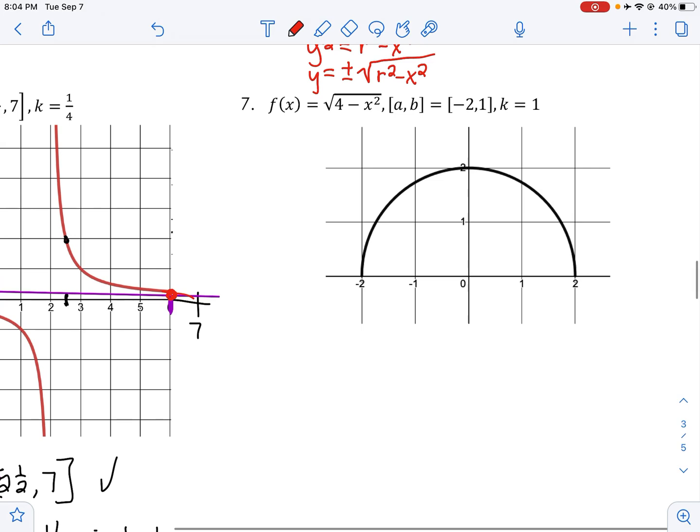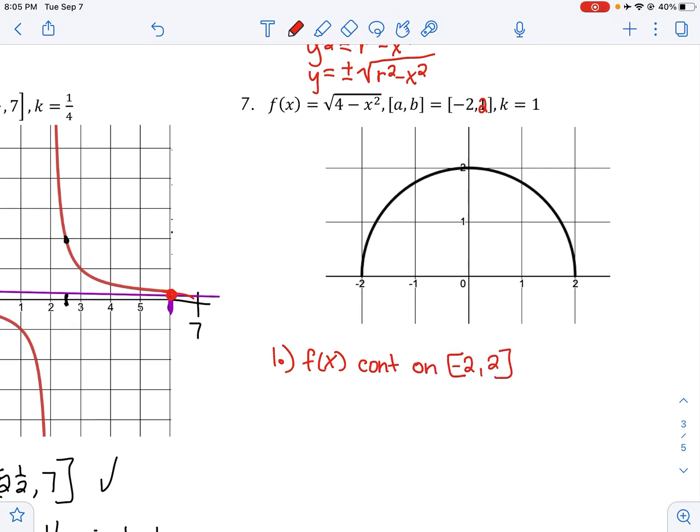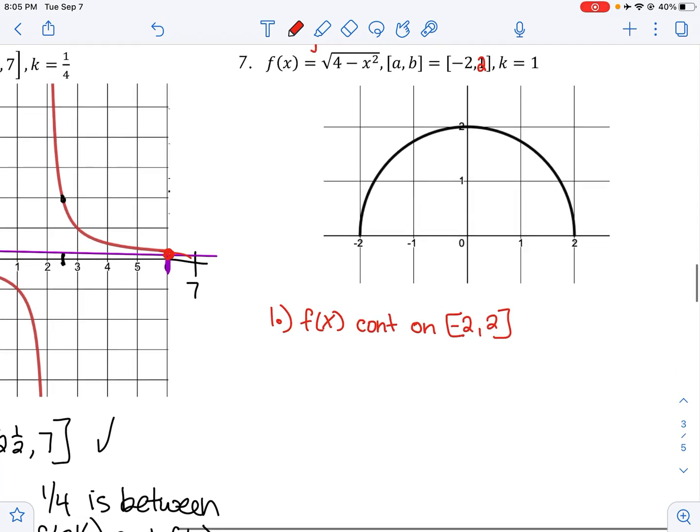Okay, so if we look at this, one, we know that this function is continuous by looking at the graph on the interval -2 to +2. So we do need to fix that. I do have a typo right there. So f of x is continuous on the interval -2 to +2. Okay, so now we need to identify f of -2 and f of +2. So this is our part 2.